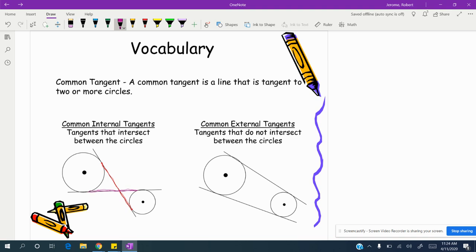If we look at the external, just internal means that they cross each other or intersect between the circles. External means that they don't. They stay on the outside of the space. But again, from where we touch one circle to the other, so that purple tangent and this red tangent are congruent to each other. So common tangents can come from an external point to the same circle, or they can actually be connecting two different circles. And they're congruent.